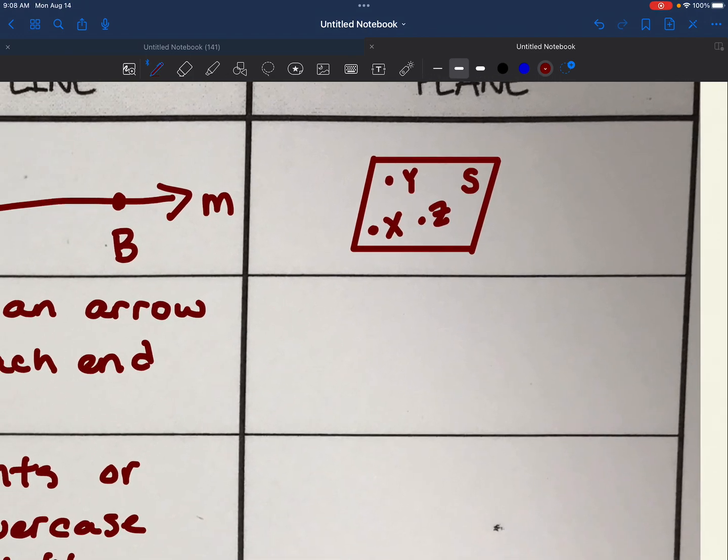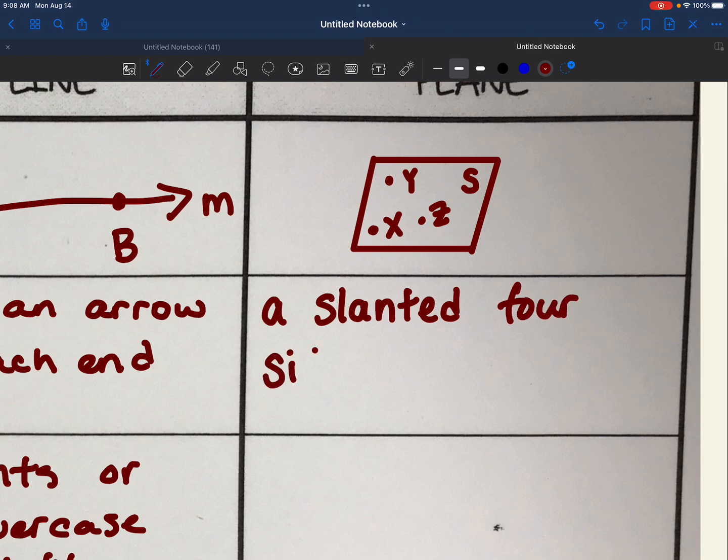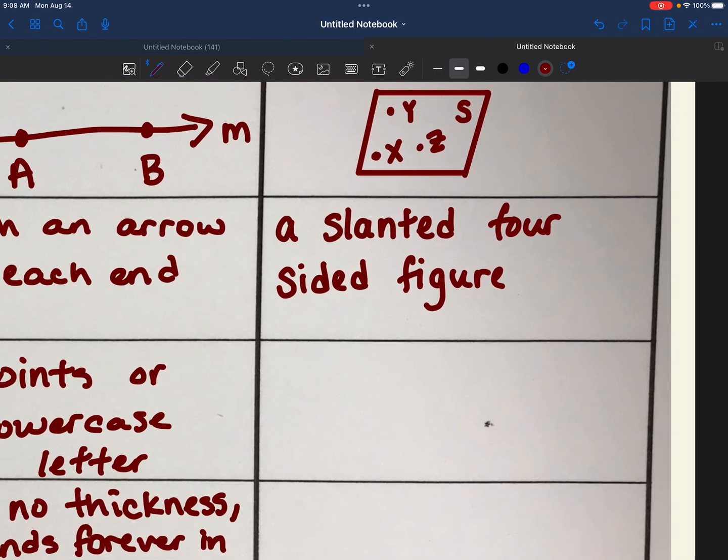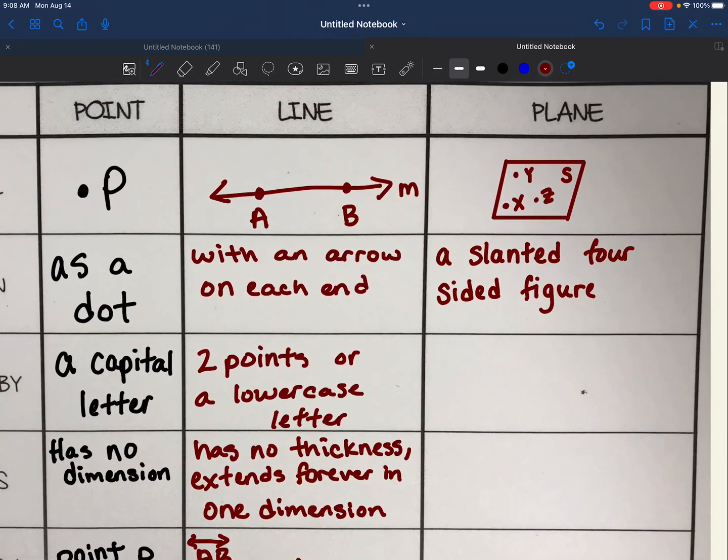All right, so on a plane, we know it's a slanted, four-sided figure. Okay, we just talked about ways to name it. You have to have three what? You have to have 3 points. Or a capital letter, right? That capital letter up in the corner.